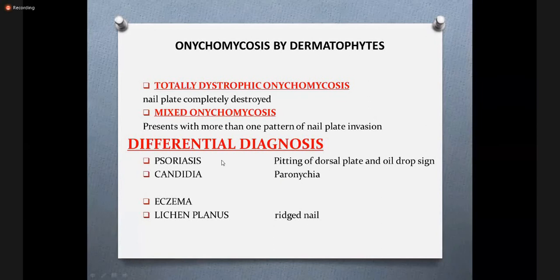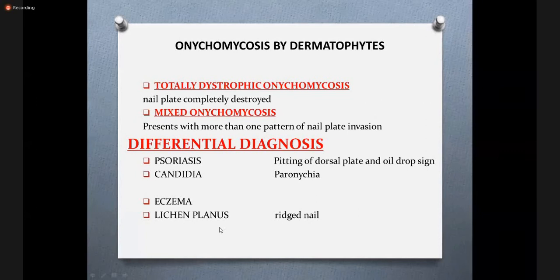Okay, in eczema the nail can also become rough and thickened, hyperkeratotic. In lichen planus, there may be ridging of the nail, but there is no thickening in lichen planus. Thickening can be seen in psoriasis, candidiasis, eczema, but there is no thickening in lichen planus. The nail becomes thin, ridged. Okay, I think this is clear.